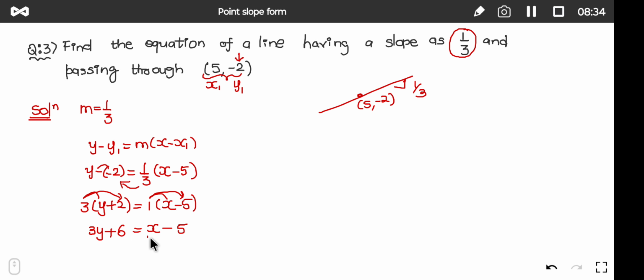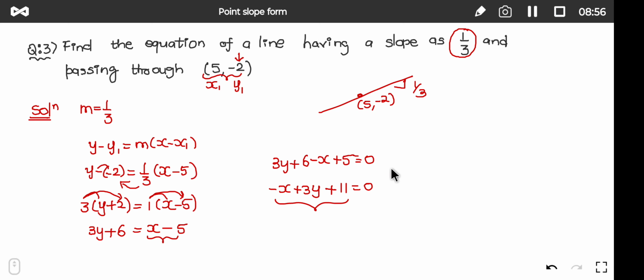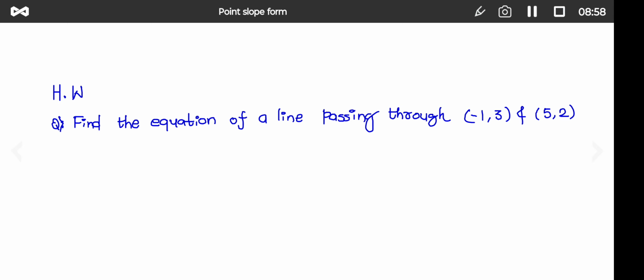So if we take both the terms to the left hand side, we will get 3y plus 6 minus x plus 5 is equal to 0. Okay, so if we rearrange the terms, we will get minus x plus 3y and 6 plus 5, which is 11, plus 11 is equal to 0. So this is our required equation of a straight line. So this is all about point slope form.